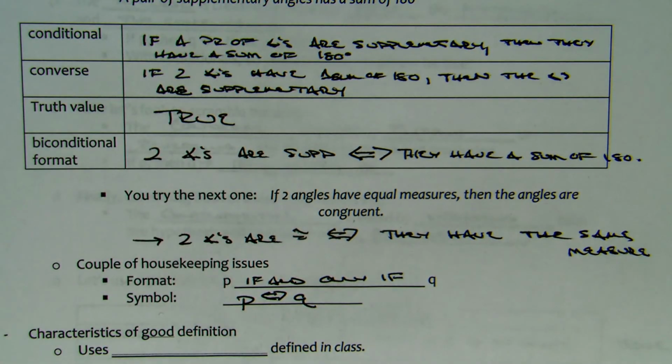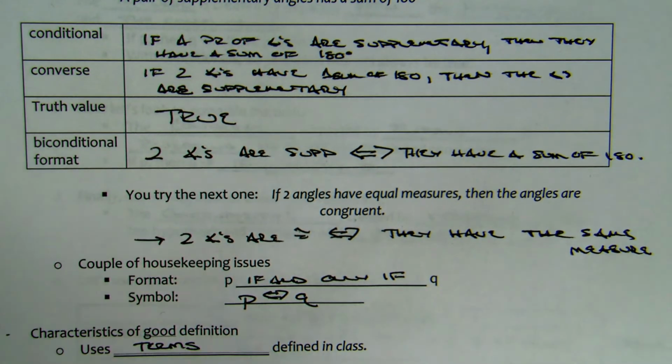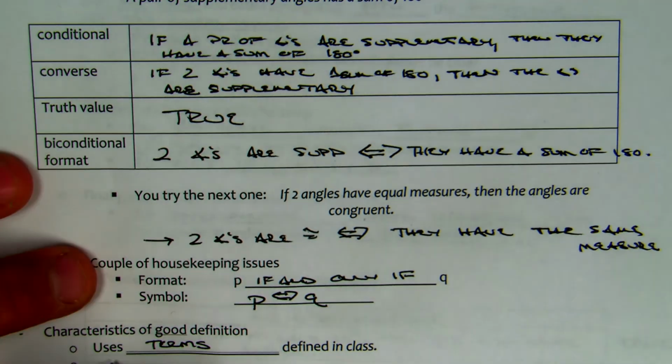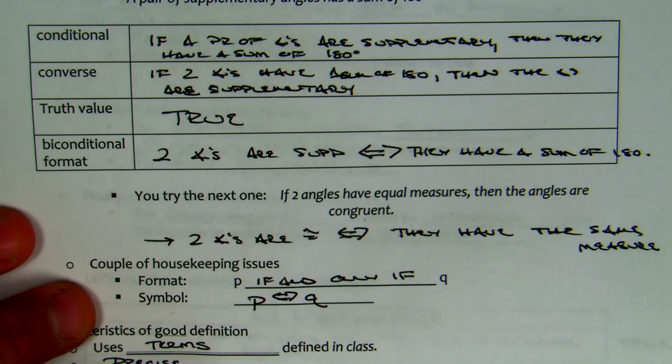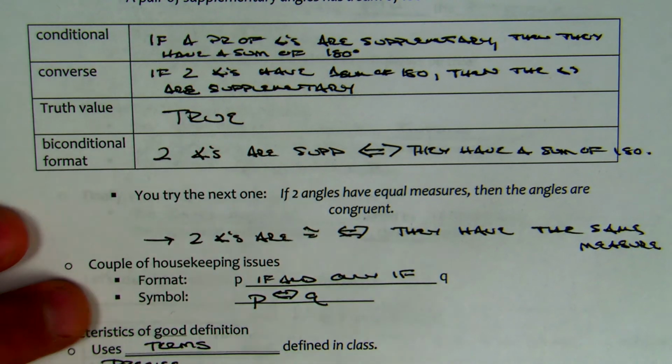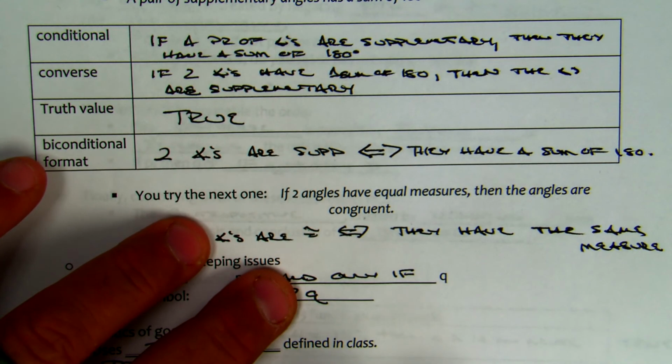All right, now that leads us to what makes a good definition. Uses terms defined in class. Precise. All right, precise words. Reversible. All right, meaning the biconditional is always possible.